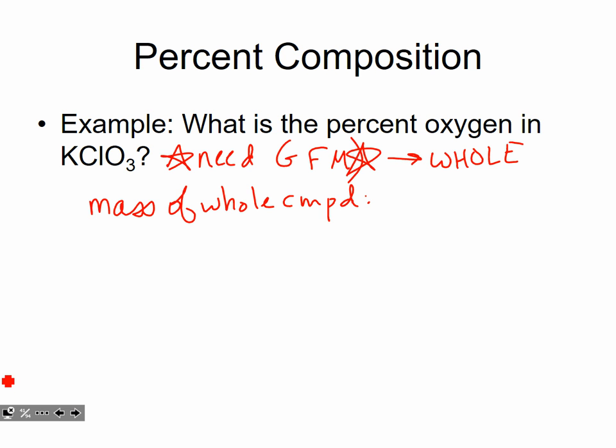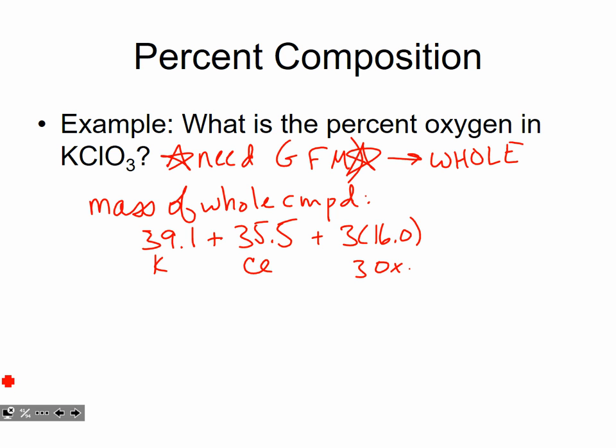So we're going to do 1 potassium, which is 39.1 grams per mole, plus a chlorine, which is 35.5 grams per mole, right? That's our K, that's our Cl. And then plus the 3 oxygens, so 3 times 16.0. You add that together, and that's 122.6 grams per mole. Again, this is the whole. That's your whole thing, because that's the mass of the entire compound.